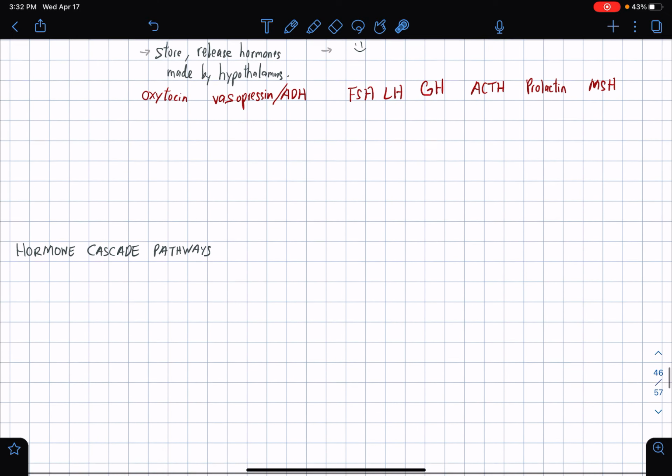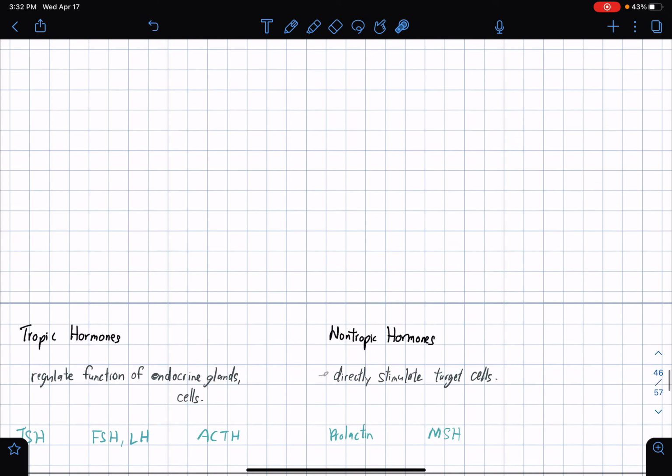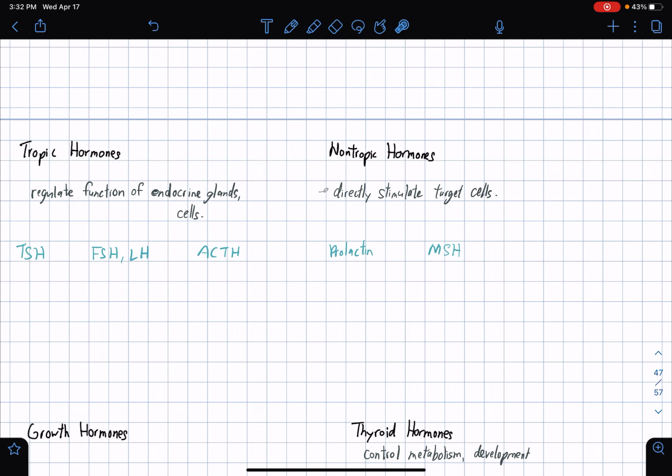So, hormone cascade pathways. There's a reason why I skipped that part.